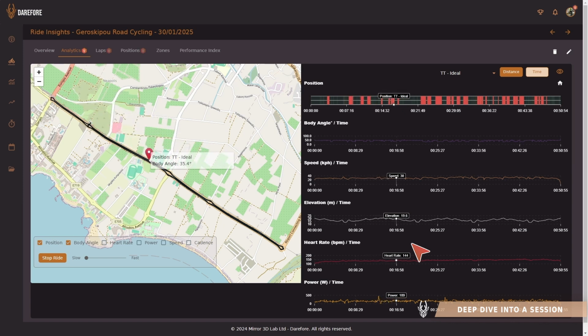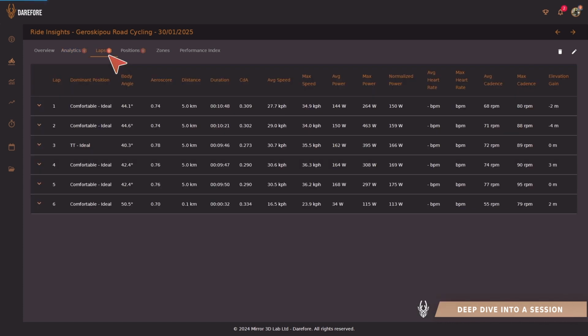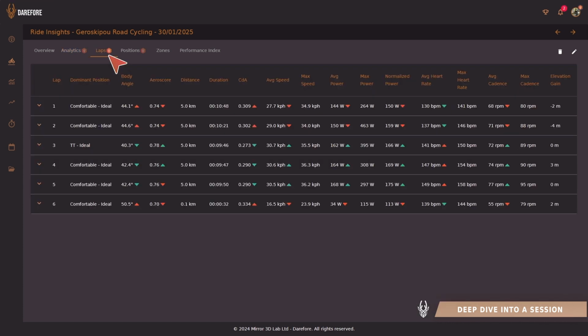Now let's explore the laps section. If you've recorded laps during your ride, this section provides in-depth analysis for each lap. This is a powerful tool for understanding how your performance varied throughout the ride and identifying areas for improvement. For each lap, you'll see key metrics like dominant position, body angle, error score, duration, estimated CDA, average speed, maximum speed, power metrics, and heart rate data.